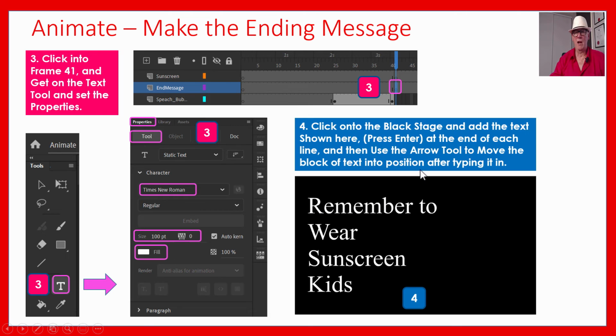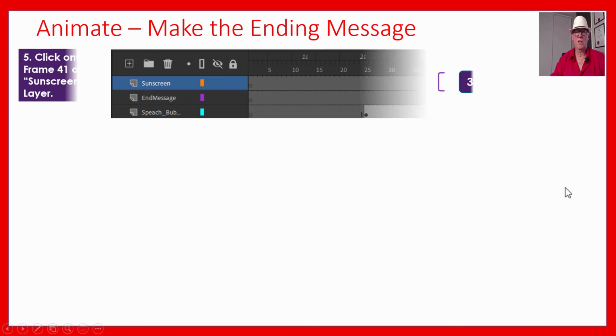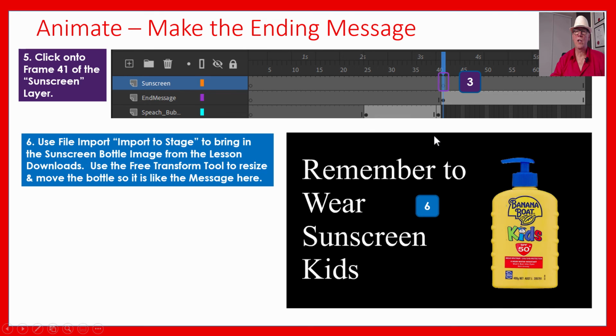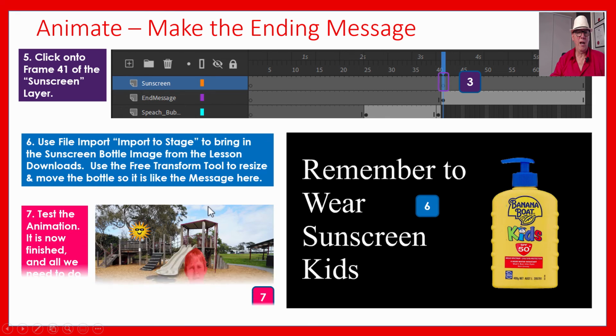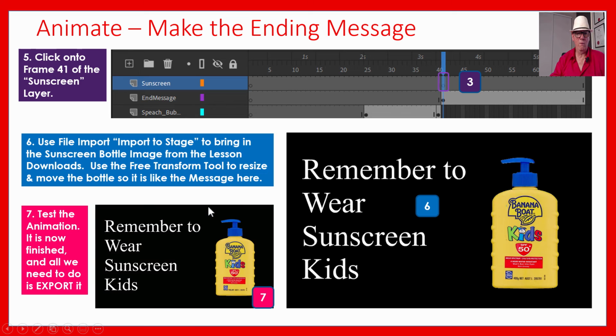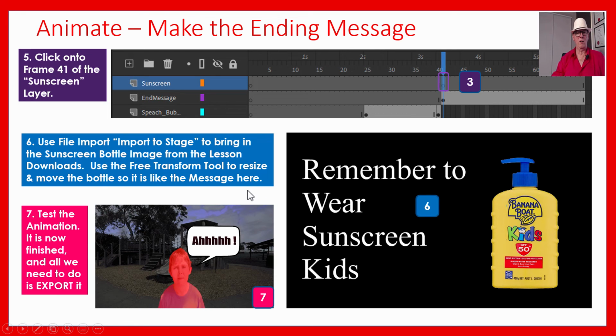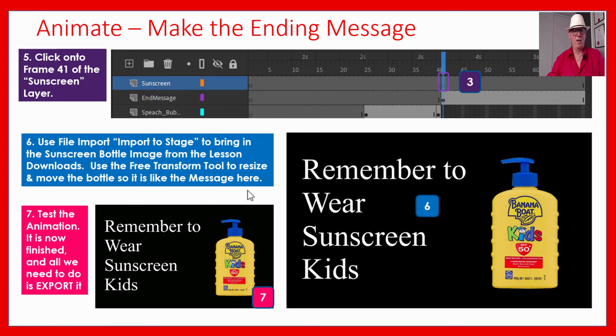And then after you've got it all typed in, you can get on your arrow tool and position the whole box of text to go over here. And then we just need to, on our sunscreen bottle layer, make a blank keyframe at 41 and just bring in our bottle of sunscreen, and that's okay there. And then when we test it, we should have the whole thing finished, and all we need to do is export it. So that should finish it off.